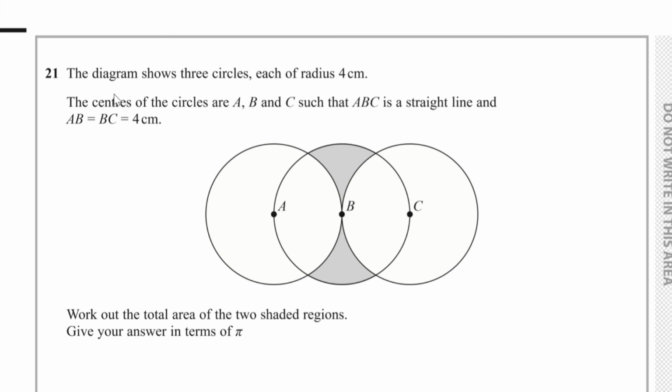Question number 21. The diagram shows 3 circles, each of radius 4 centimeters. The centers of the circles are A, B and C such that ABC is a straight line and AB equals BC, which is 4 centimeters. We have to work out the total area of the 2 shaded regions in terms of pi.